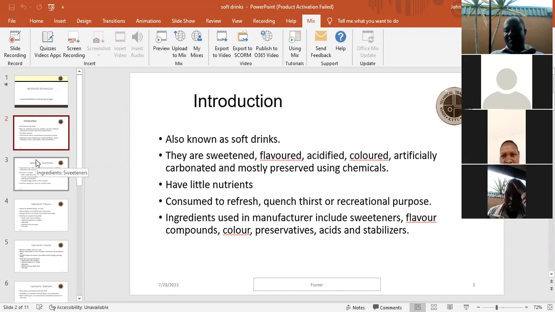Like, for example, sweeteners, they are to sweeten the product or to improve the flavor of the drink. Mm-hmm. That is very correct. Flavor compound. That is very correct.